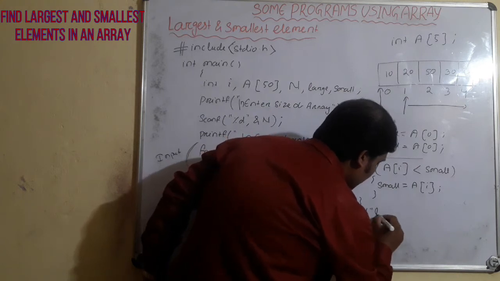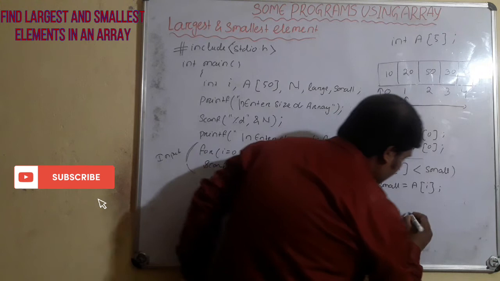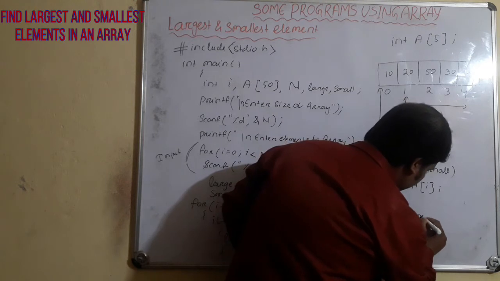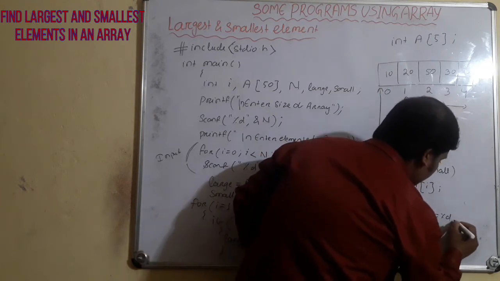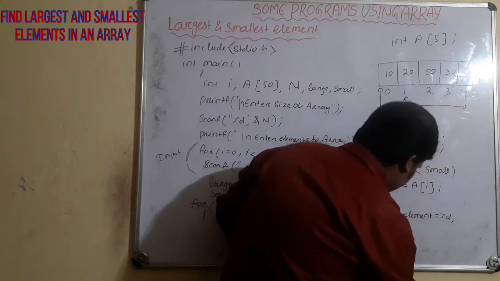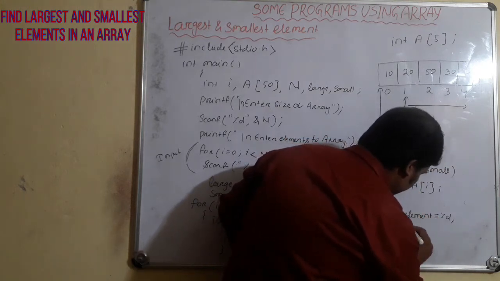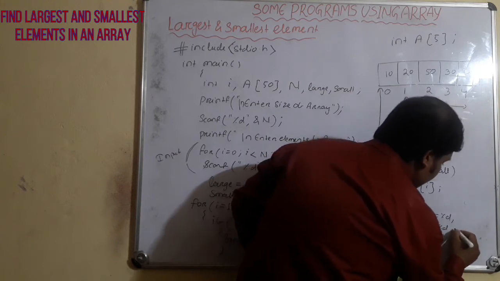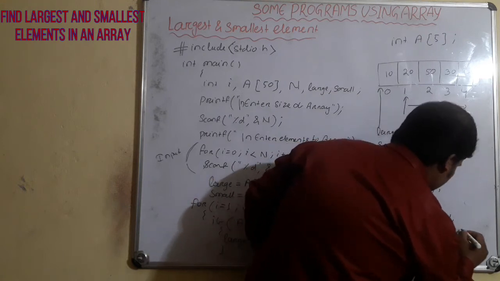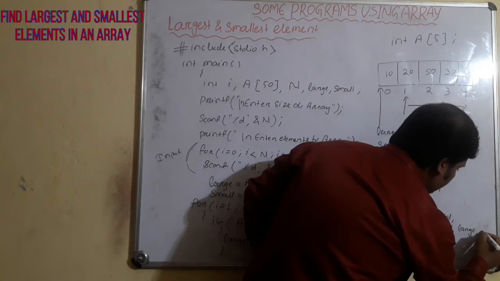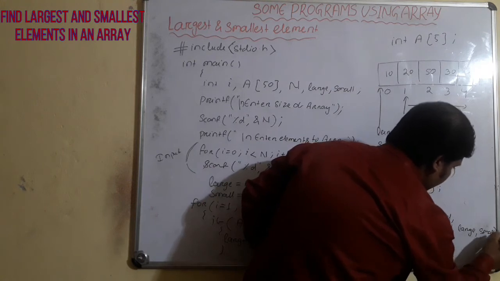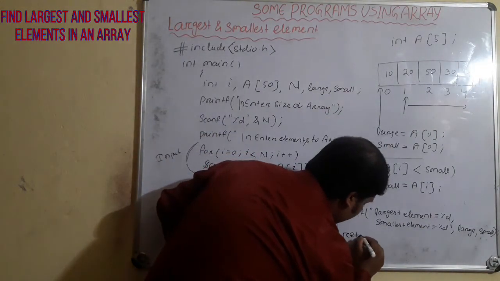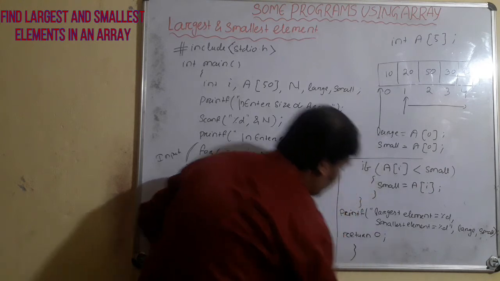After this loop, I have to print. Printf: largest element equal to %d, comma, smallest element equal to %d, then \n, and the arguments are large and small. Clear? Then this is integer main, so return 0, and this is the end of program.